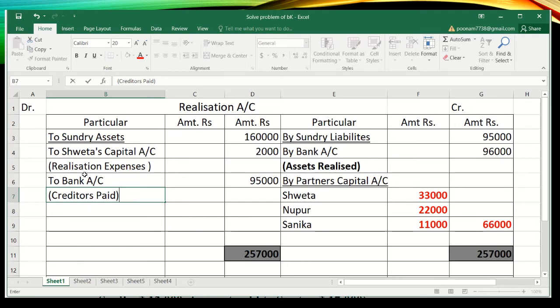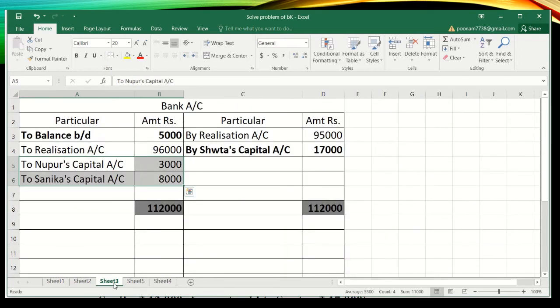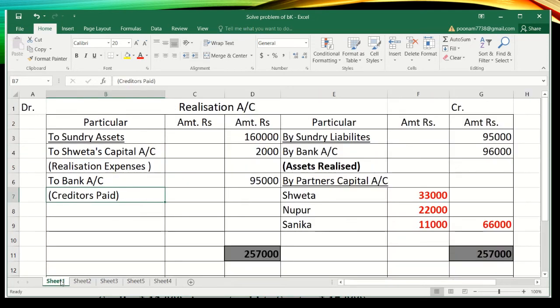So realization account debit to bank account, so we'll go in the bank account also, and there we will write by realization account 95,000 for the payment of liability. Now after settling all the adjustments, I realized that for liability no adjustment was given, so I made one entry for the payment of liability. Now I can close my realization account.